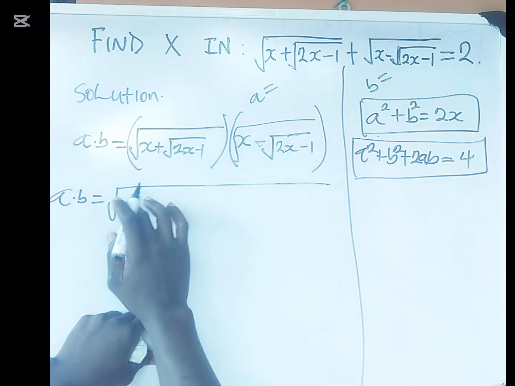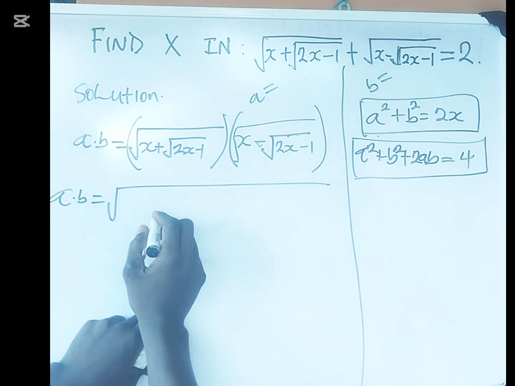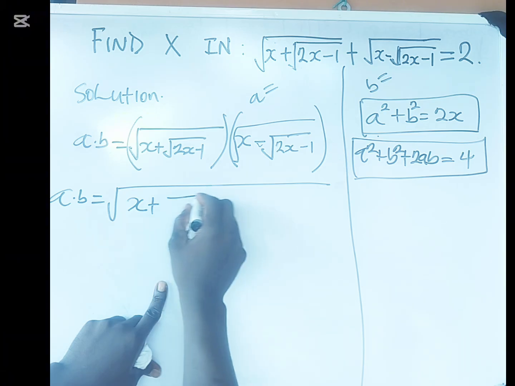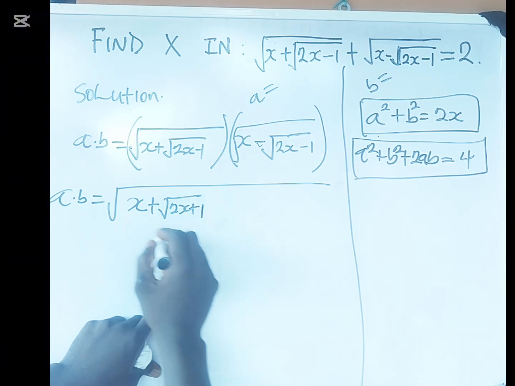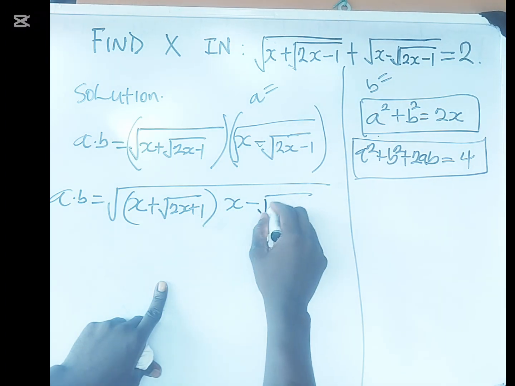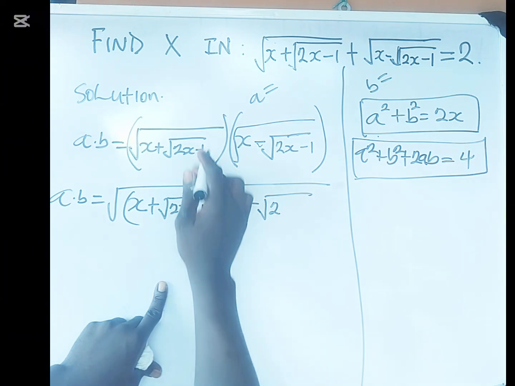This root sign multiplied by this side becomes 1, covering everything that is in between. This will now become x plus root of 2x, and we're multiplying x minus root of 2x. No, please, this is minus. I'm making a mistake because there's minus here.